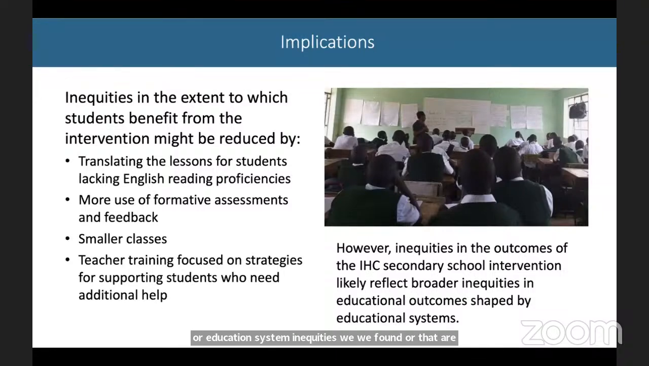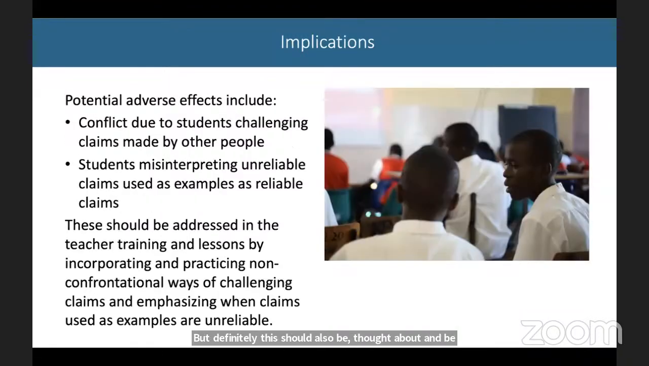And teaching such concepts in high school, we may not miss experiencing such inequities. But definitely this should also be thought about and be considered as people may want to teach such work in different contexts.